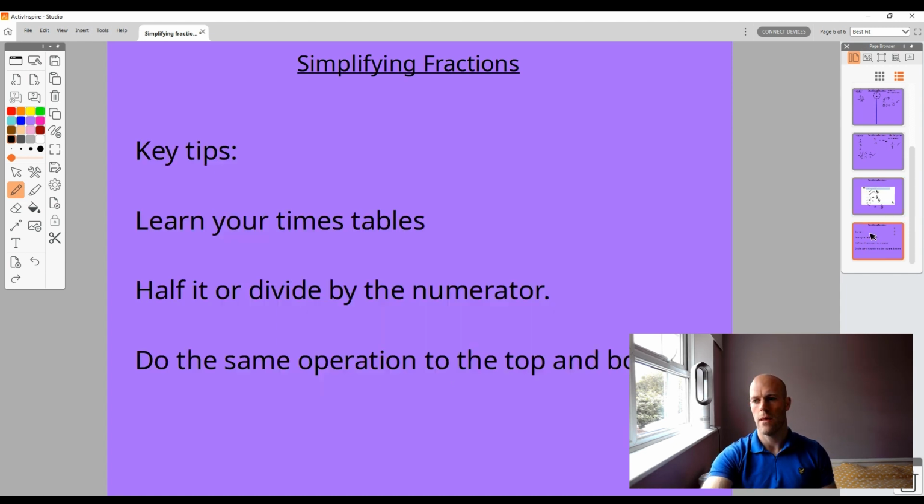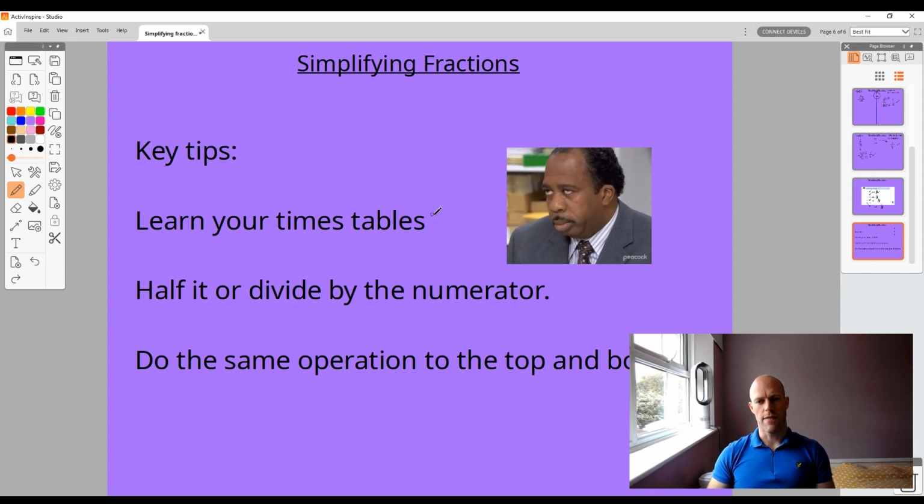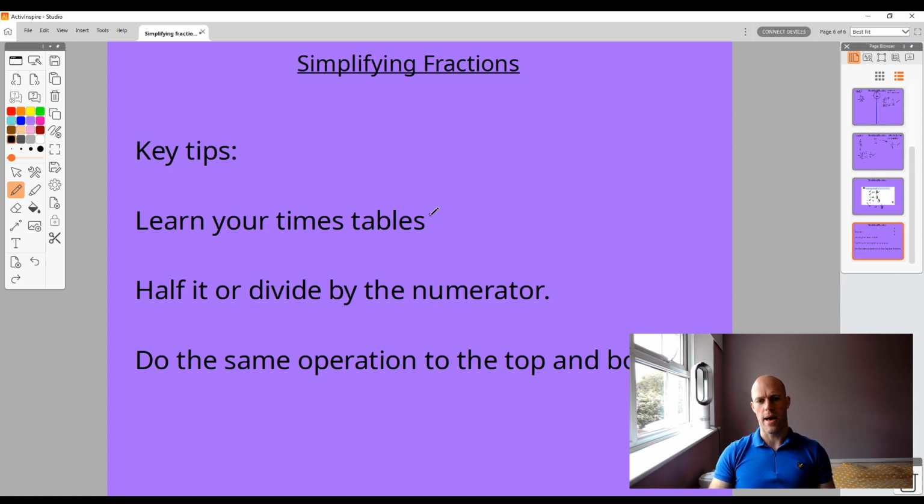do it. Key things to remember: learn your times tables. If you learn that, division and multiplication, no problem. It will help you in every area of maths. This is such a key thing. Halve it or divide by the numerator. This is kind of the best thing you could be doing, but half it if you run out of ideas or times tables knowledge is not quite there. And then do the same operation to the top and the bottom.